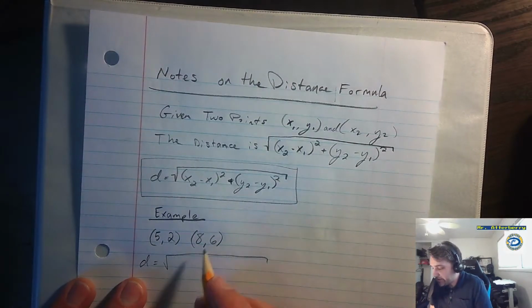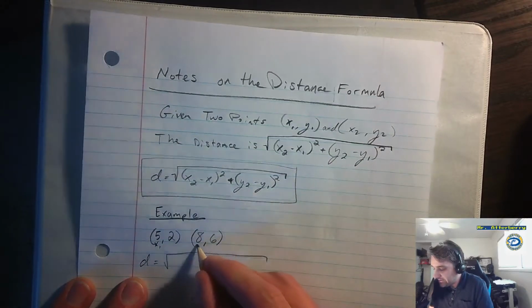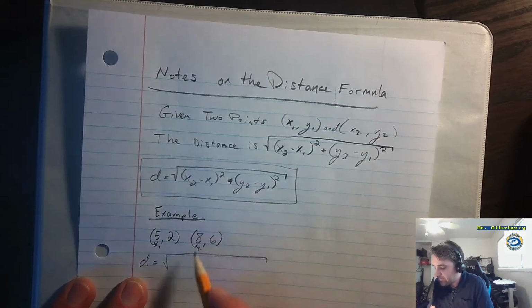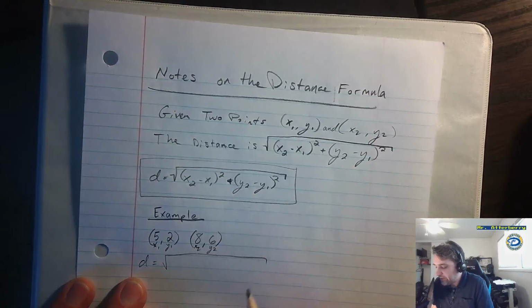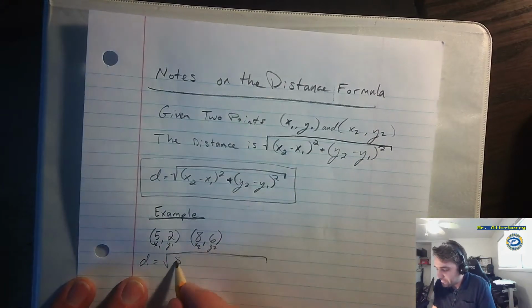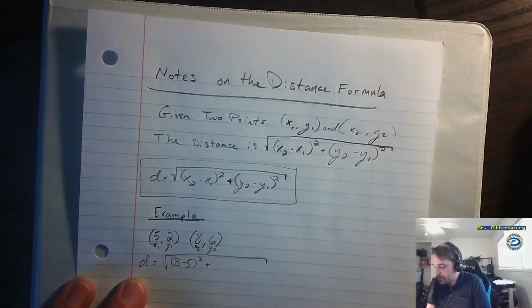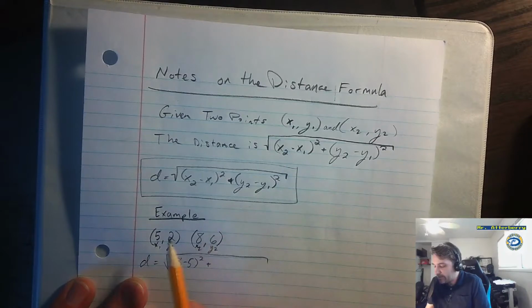Once again, the equation is x2 minus x1. So I'm going to go ahead and start by identifying my x's. There's my first one. There's my second one. Here's my y's. Okay, so I'm going to say x2 minus x1, so 8 minus 5. And I'm going to square that and then add it to y2 minus y1, so 6 minus 2.